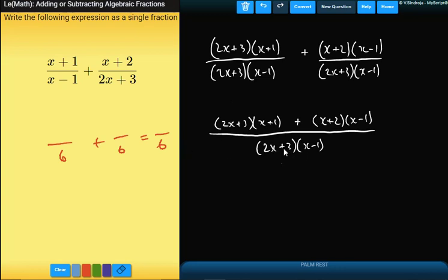Now what do we need to do next? Well, we need to do a bit of cleaning up. So we need to expand all the double brackets. On the top, we have to expand these two double brackets, and then these two double brackets, and then whatever terms we get, we need to add together.